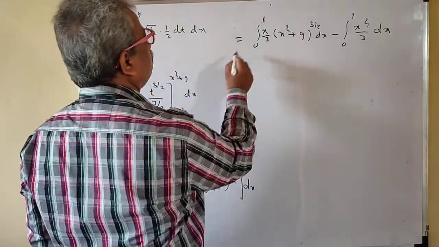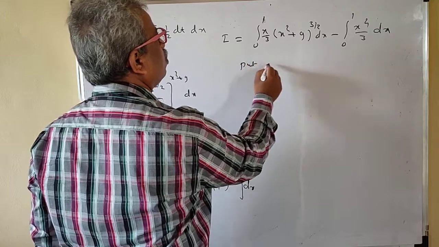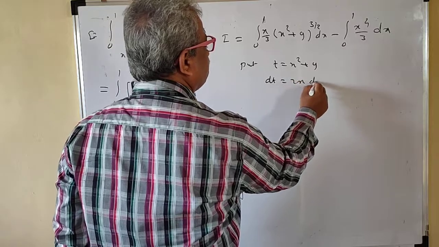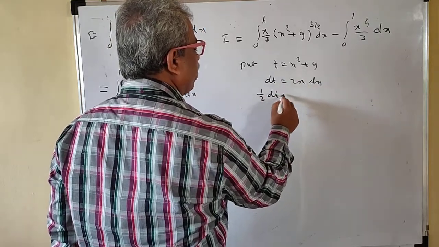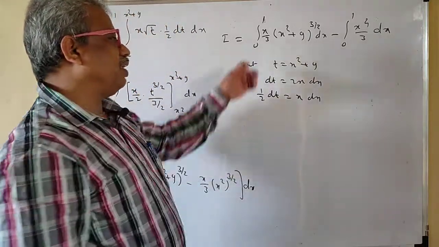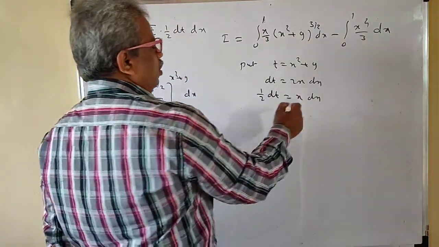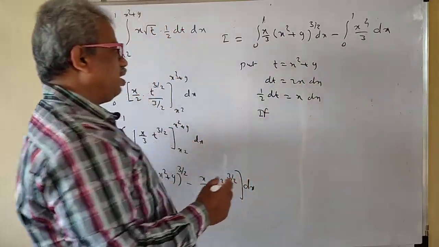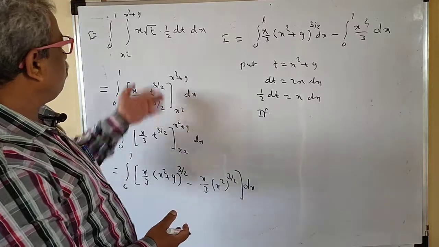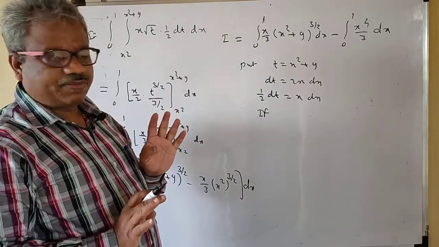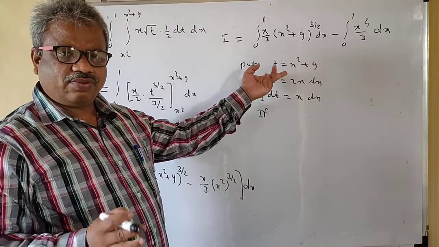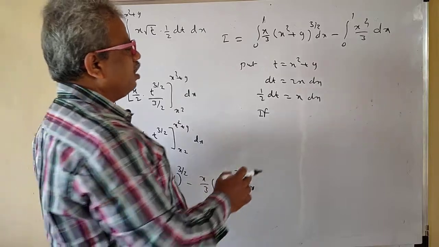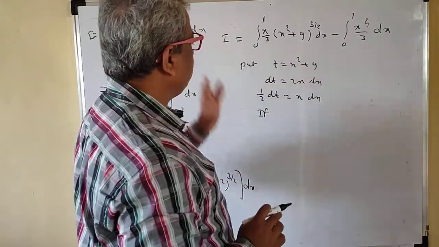So I write here I. Put t is equal to x square plus 9, so dt is equal to twice x dx, so x dx is 1 by 2 dt. Now if these are the limits of x, you want the limits of t. Note that in this substitution, this t and that t are different. You can take any variable, you can take u, t, or y, no problem.